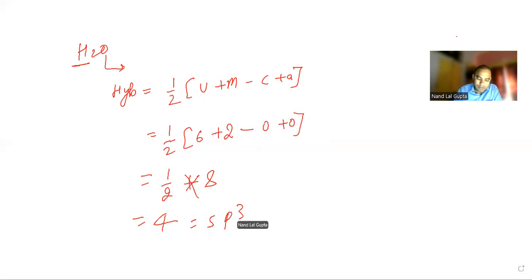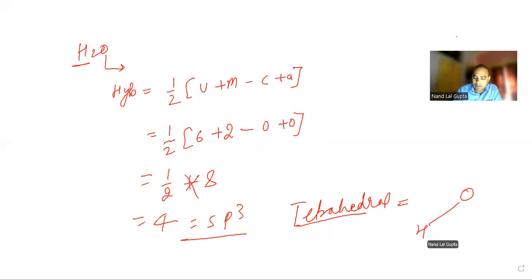So this is going to be sp3. This is tetrahedral. But tetrahedral is geometry. If you are talking about shape, that will be bent shape. Two lone electron pairs will be here. So H2O has something like 104.5 degrees. This is bent shape. But here the hybridization is sp3. Can you understand this one?